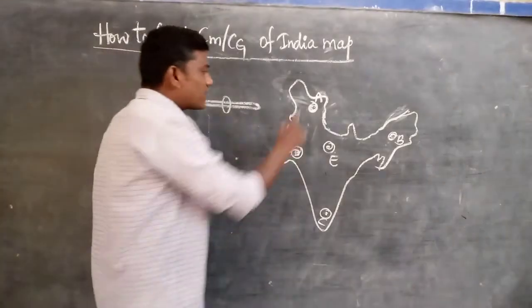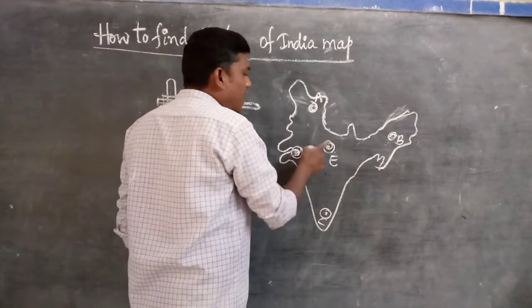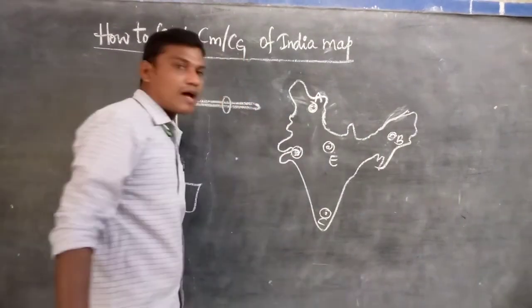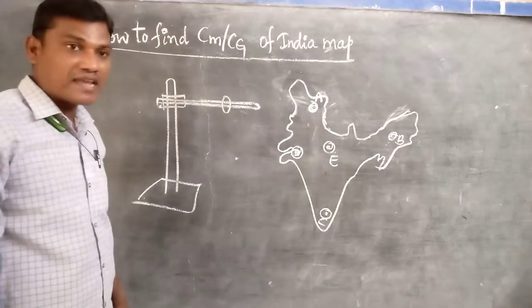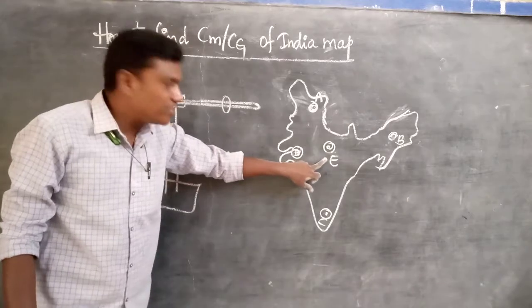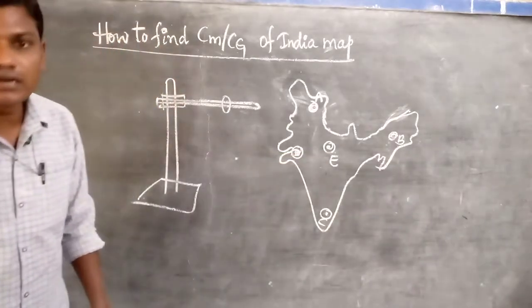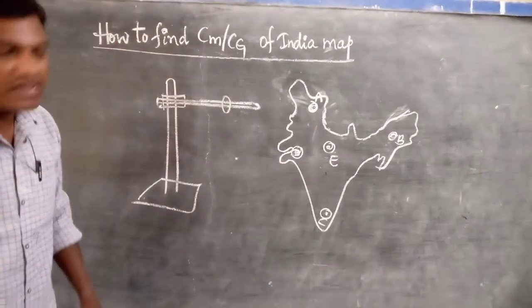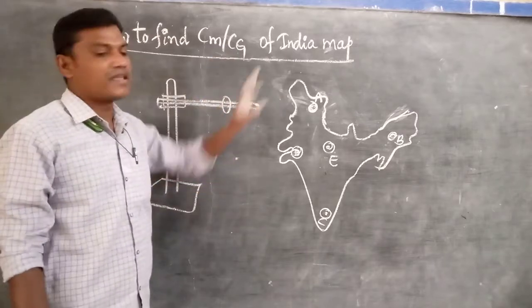Here also at A, B, C, D and E, for every point you try to freely suspend it in the air, but finally the India map is suspended at the point E. That's why point E is called the center of gravity or center of mass of the India map.